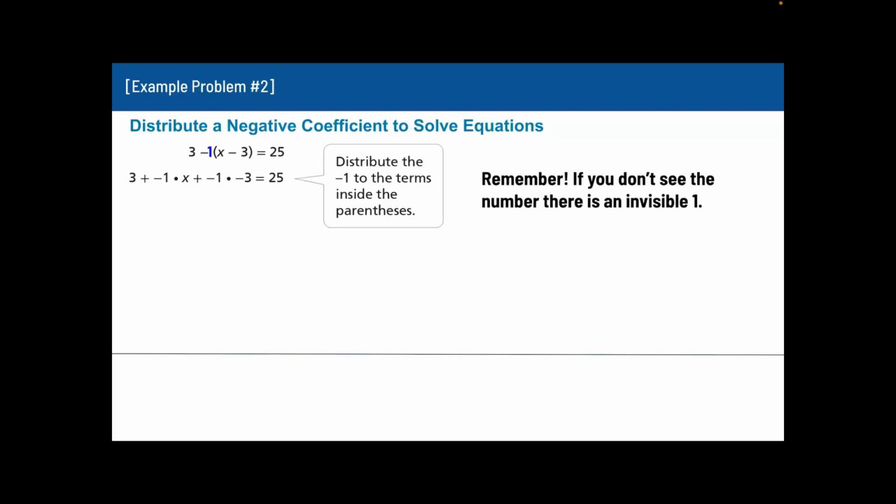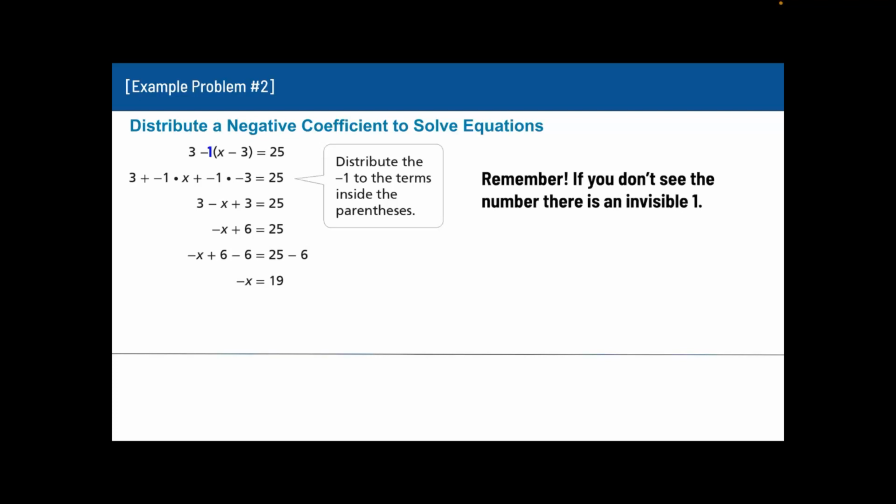Negative 1 times x is simply going to be negative 1x, or just negative x. And negative 1 times negative 3 is positive 3. So when we simplify that, we have 3 minus x plus 3. We'll combine like terms. 3 plus 3 gives us 6, and we still have negative or minus x. We'll now subtract 6 from both sides, trying to get that x all alone. And so we'll do 25 minus 6 to get that negative x equals 19.